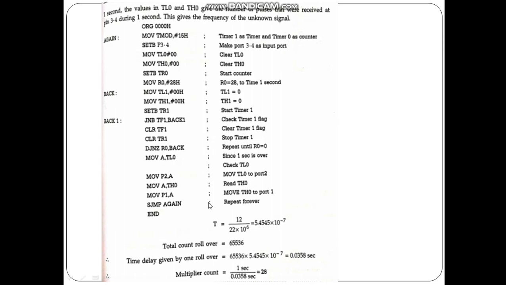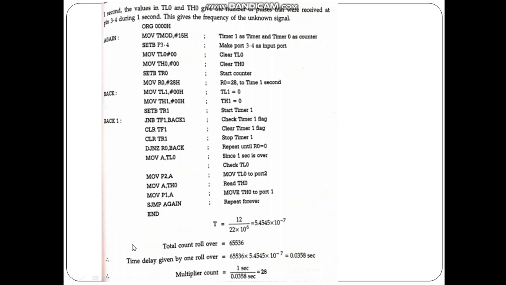That is done using the intermediate register A. Move A, TL0, move P2, A. So whatever value is there in TL0, that is moved to port 2. Similarly, to move the value of TH0 into P1, move A, TH0 and move P1, A.